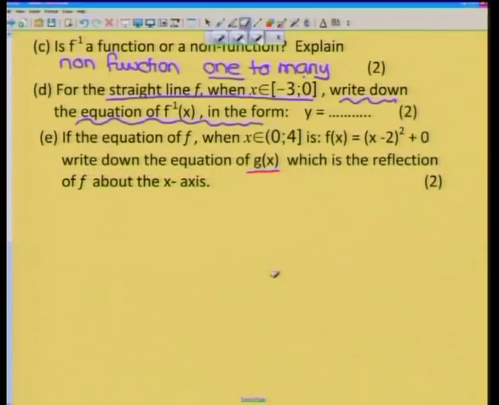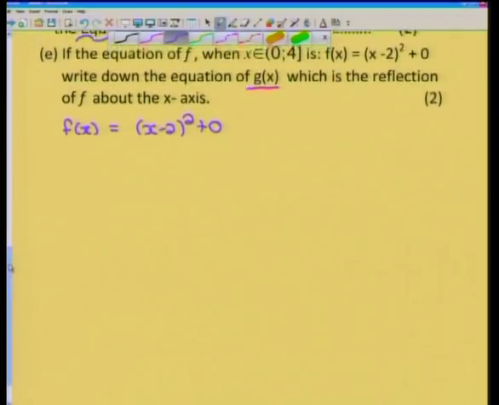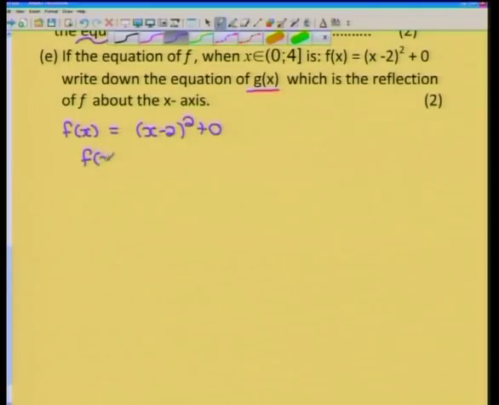Let's get ourselves a clean sheet here, and let's look at the question. Right, so if we're looking at this equation of f, it's equal to x minus 2 all squared plus 0. Do you agree with me that that plus 0 is not necessary at all? It is perfectly acceptable to write this equation like that, because by writing plus 0, all you're doing is telling me there is no shift upwards or downwards. So in this case, I would just happily leave off that 0 because it really serves no purpose to have it there at all. Right, now they want me to find g.